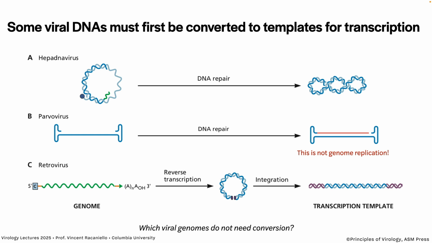Same with the Hep B. It's fixed. The cell fills in the gaps, takes off the RNA, takes off the protein. It's now a beautiful double-stranded DNA that can be transcribed. And retroviruses, we're not going to talk about them now, but they are RNA genomes that are converted to DNA by reverse transcription, but they're not ready for transcription yet. They have to integrate into the cellular DNA. And then they are a transcription template. So even they are not ready for transcription, and we will talk about those later.